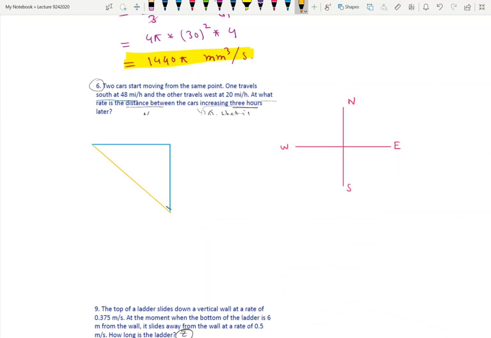So this is, suppose O, and this is X, this is Y, and this side is Z. Okay.